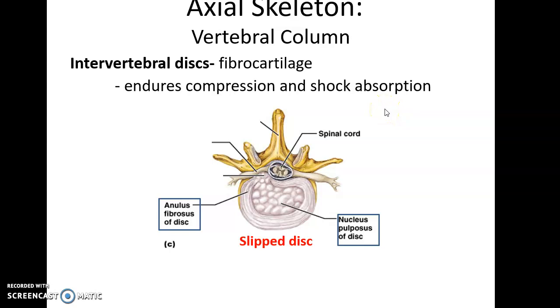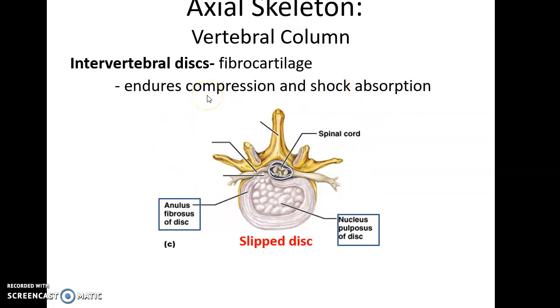Between the bodies of the vertebrae are fibrocartilaginous structures called the intervertebral discs. They help to endure compressions and absorb shocks so that our vertebrae don't have to click together when we sit down hard or something like that.